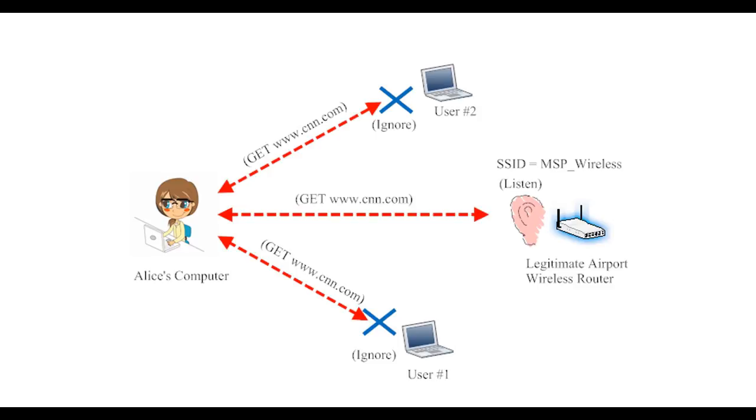Normally, this information goes out in all directions and is readable by every device on the network. But computers are normally configured to ignore this kind of information, so only Alice's computer and the router are actually involved in the transaction. User 1 and User 2 are configured to ignore Alice's computer's Wi-Fi traffic.